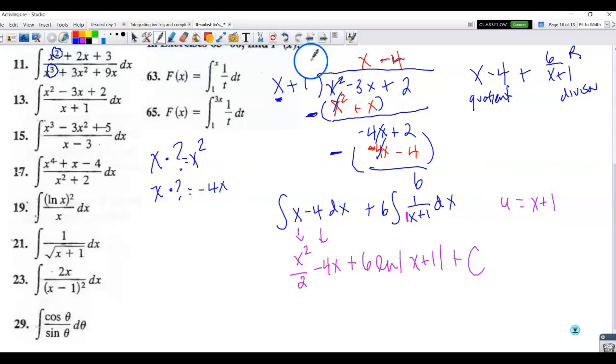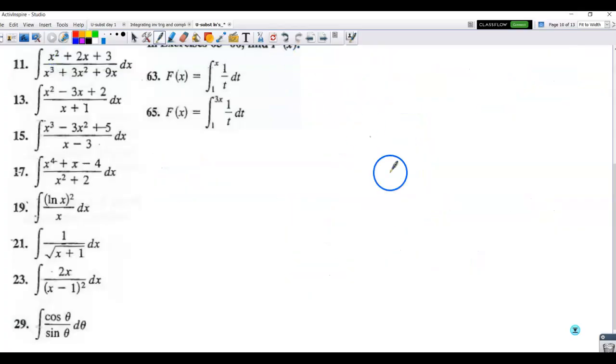Practice it, do it. Don't just watch me do it. Make sure you do it. All right, that brings us up to number 13, which is another long division problem. So since long division gives a lot of students trouble, I'm going to do the long division again. So x plus 1. Make sure you do it first and then resume the video. x squared minus 3x plus 2.